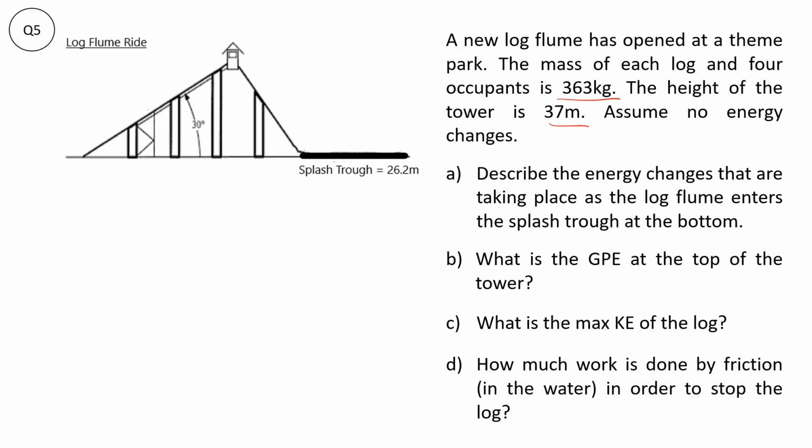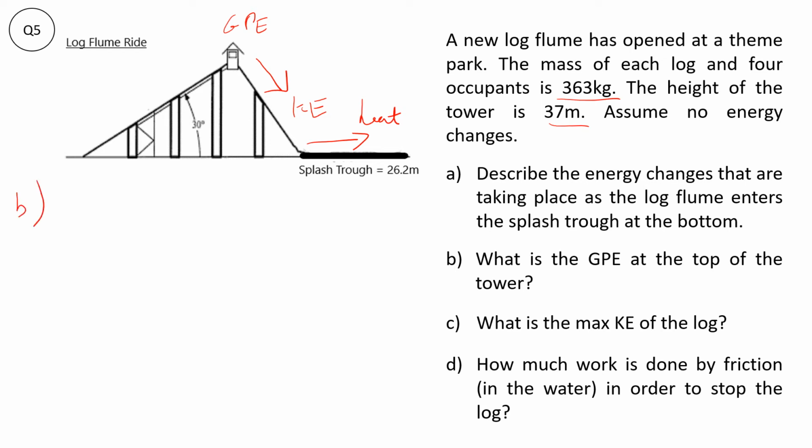Describe the energy changes. Well, at the top here we've got GPE. As it goes down there, it picks up KE, and then as it goes into the water it does work on the moving log, and the energy is dissipated as heat, and eventually the log comes to a stop.